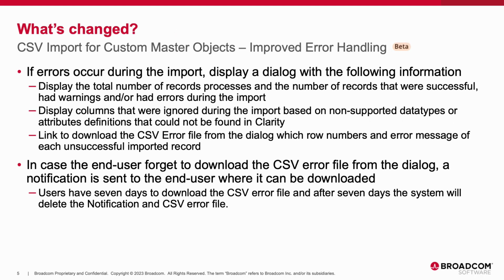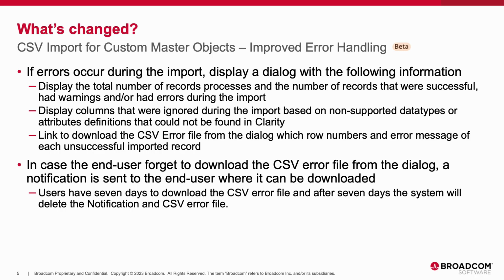So let's go into a little more detail on what has changed for this release. We've always displayed a dialog message after the import, but we enhanced that dialog to display the number of successful records, the number of records that had warnings, meaning the record was still imported but we found some discrepancies, and the number of errors, meaning the record was not imported and will be part of the CSV error export file. Let me cover a little more detail on the warnings.